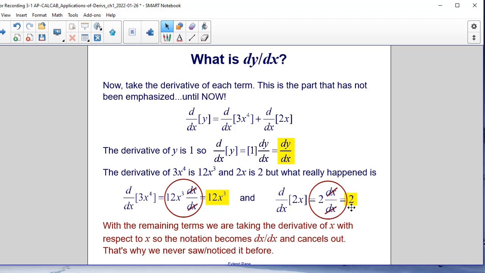So, in summary, with the remaining terms, we are taking the derivative of x with respect to x. So the notation becomes dx over dx, which cancels out. That's why we never saw or noticed it before.